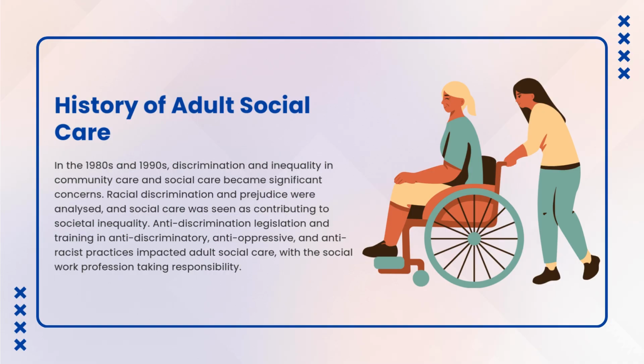In the 1980s and 1990s, discrimination and inequality in community care and social care became significant concerns. Racial discrimination and prejudice were analysed, and social care was seen as contributing to societal inequality. Anti-discrimination legislation and training in anti-discriminatory, anti-oppressive, and anti-racist practices impacted adult social care, with the social work profession taking responsibility.